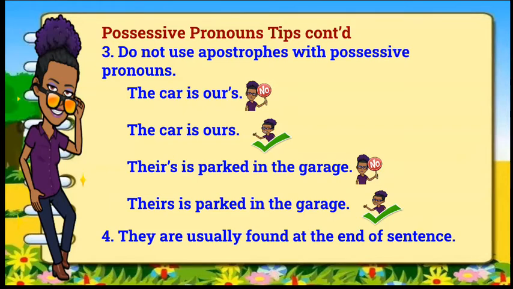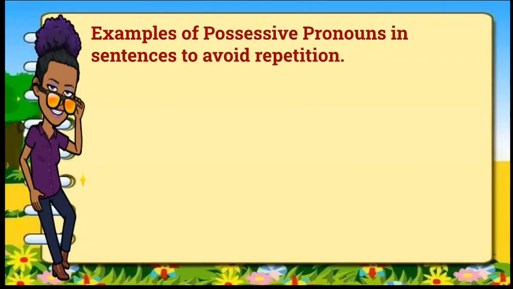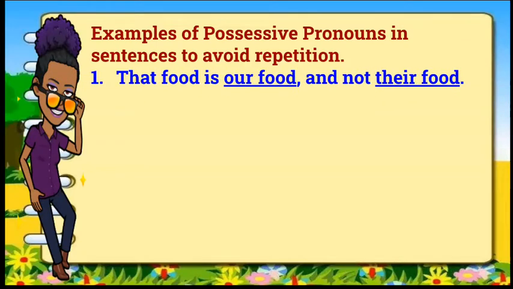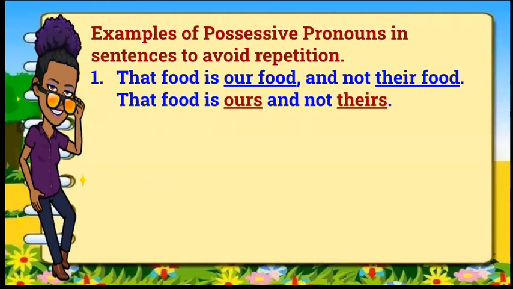Four: they are usually found at the end of a sentence. Examples of possessive pronouns in sentences to avoid repetition. "That food is our food and not their food." Here we have the possessive pronouns used: "That food is ours and not theirs."